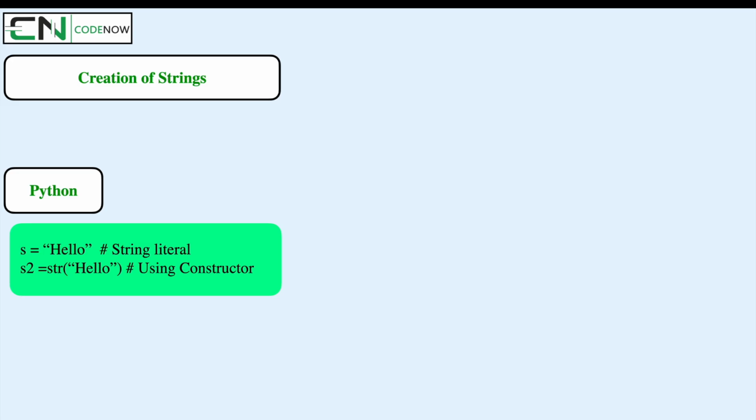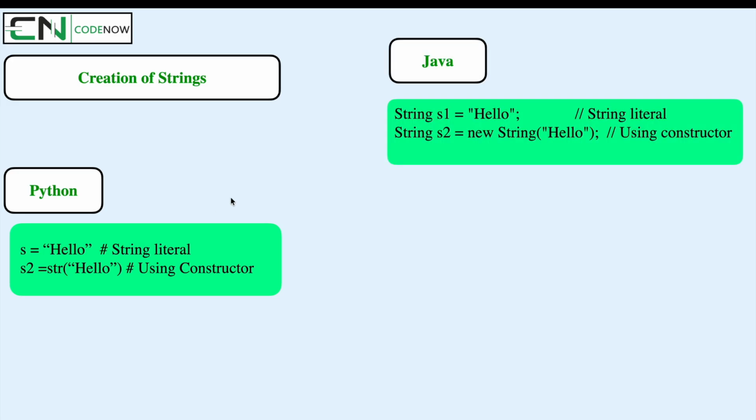In a similar way we create strings in Java, but Java needs us to explicitly mention the data type. So String s1 is equal to "hello". If you want to use the constructor, we write String s2 is equal to new String("hello"). Here String is a class.